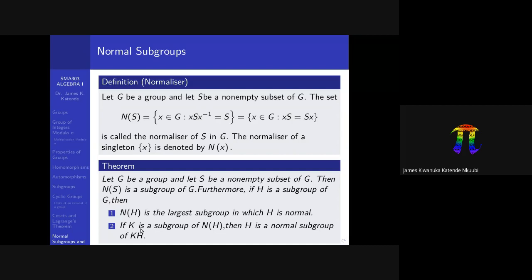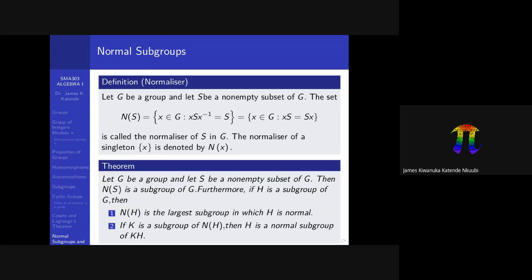The second thing you can say is that if K is a subgroup of the normalizer of H, then H will be a normal subgroup of KH. So if you pick any other subgroup of a normalizer, KH itself will be a subgroup, and H will be a normal subgroup of KH. So those are the statements we need to prove.